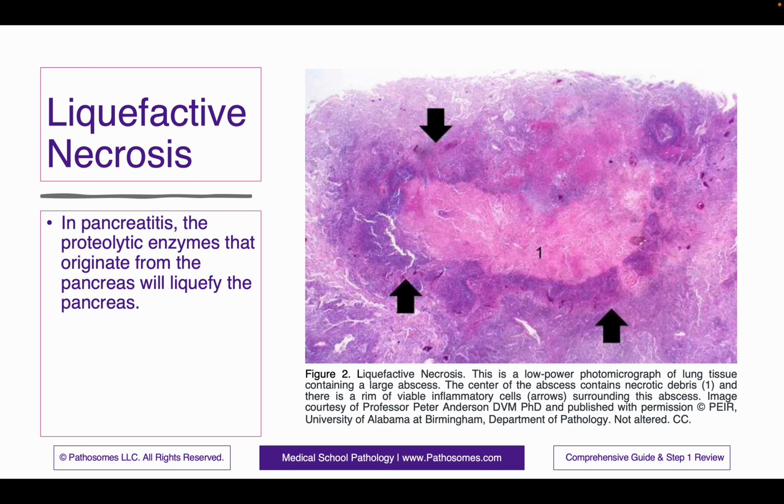In this image to the right, we have an example of liquefactive necrosis. The center of the abscess contains necrotic debris, and there's a rim of viable inflammatory cells that the arrows are pointing to, surrounding that abscess. Liquefactive necrosis.